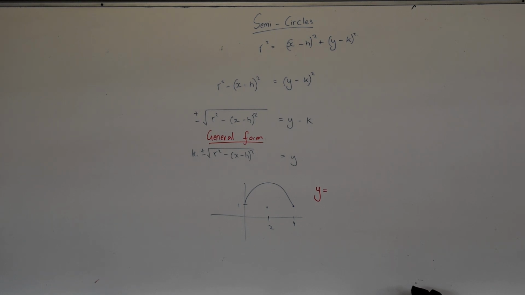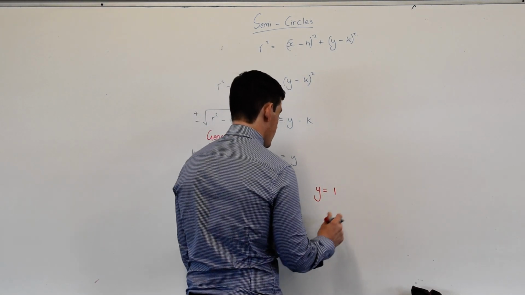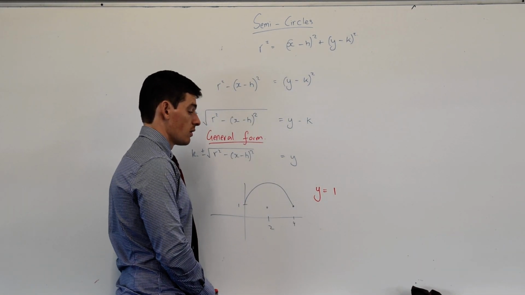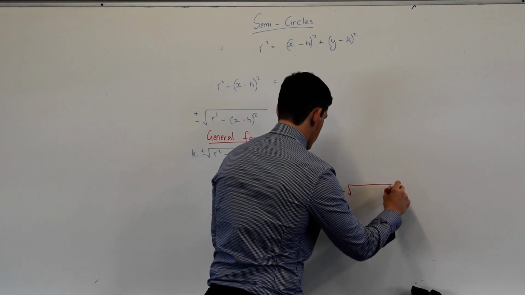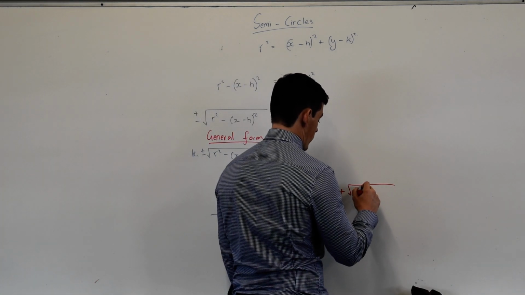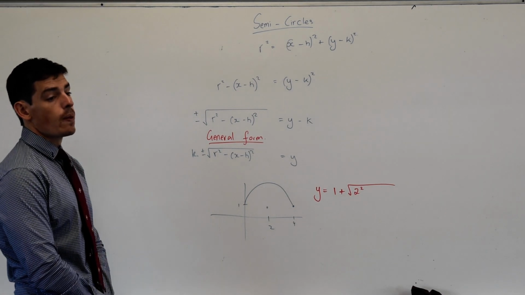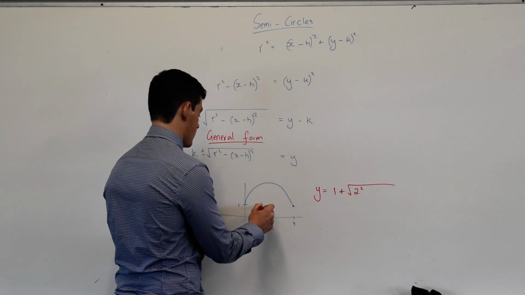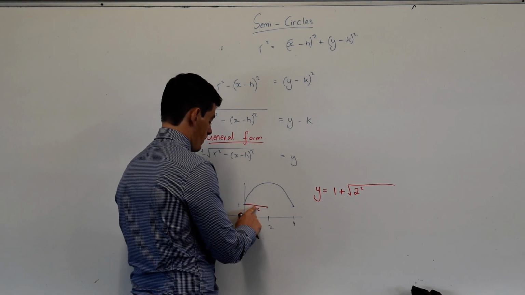What do we get there? Y equals, what's our k value? 1. Is it plus or is it minus? What's my r squared value? Or my r value, I can write 2 squared and then it will become 4. How do I know my radius is 2? It starts here, gets to that point there, that distance is 2, correct?